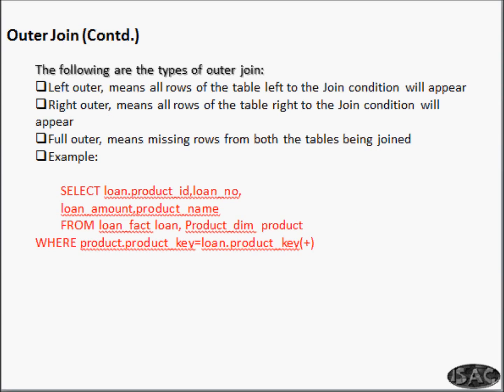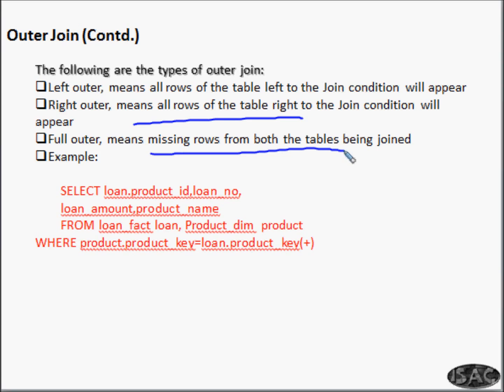So the following are the types of outer join. Look here, left outer join means all the rows of the table to the left of the join condition will appear. So left outer means all the rows from the left table and matching records from the right table. If we talk about right outer join, it is all the rows from the right table and matching records from the left table. Full outer means missing rows from both the tables being joined, so all unmatched records. Okay.